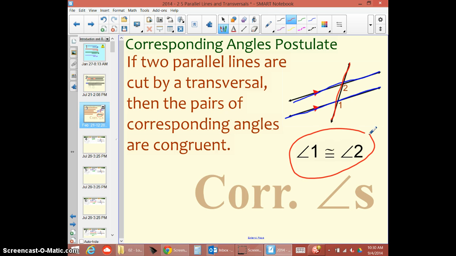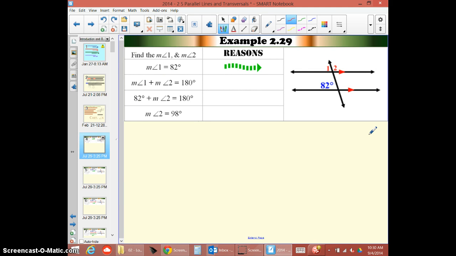Before we just talked about corresponding angles as far as their position on the transversal, but now we know that when they're parallel, they are congruent. I'm trying to go fast and I have a lot to cover.